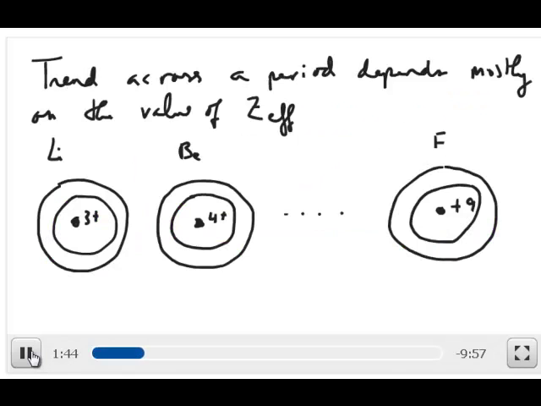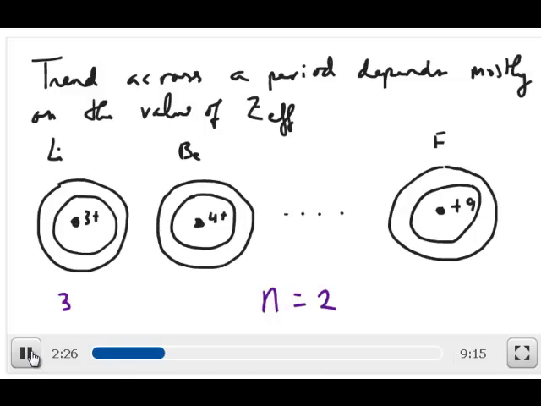So let's discuss these two factors in terms of trends across a period as well as trends across a group. Okay, first off, let's discuss a period. If you're going through a period, which is from left to right in the periodic table, the trend will mostly depend on the value of Z effective, and I will explain why. If you look at these three atoms, for example, these three elements are all in the second period. So in other words, n is equal to 2. Now if n is equal to 2, as you go to bigger and bigger elements in this second period, you're basically increasing the size of the nucleus, right?